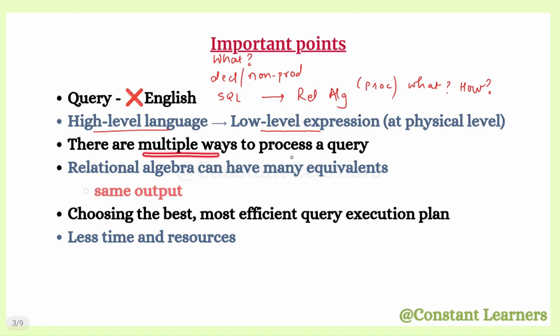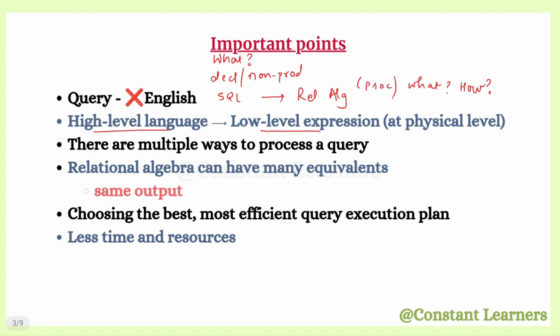Now, there are multiple ways to process a query. Why? Because relational algebra can have many equivalents that will fetch the same output. For example, if someone asks me, what do you do? My answer will be, I am a computer engineer, I'm working as a database administrator, and I have a passion for teaching. So, I teach in my free time, right? Or I could say, I am a computer engineer working as a database administrator with a passion for teaching. So both the answers are giving the same information, right?